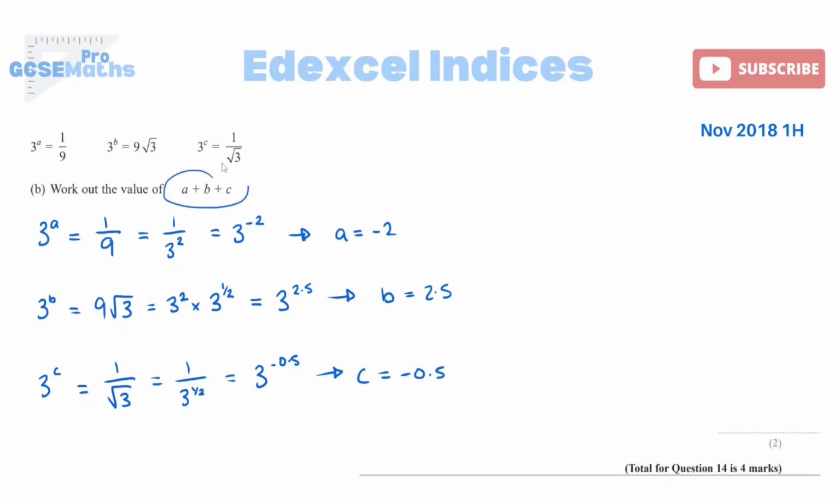Now, don't forget though, they have actually asked us to add them at the end. So I need to do minus 2 plus 2.5, which is 0.5, plus minus 0.5, which is annoyingly just 0. After all of that, the answer is actually just 0. But yeah, it's not even that many marks, but I feel like it's quite tricky to know how to work forwards and backwards with indices.